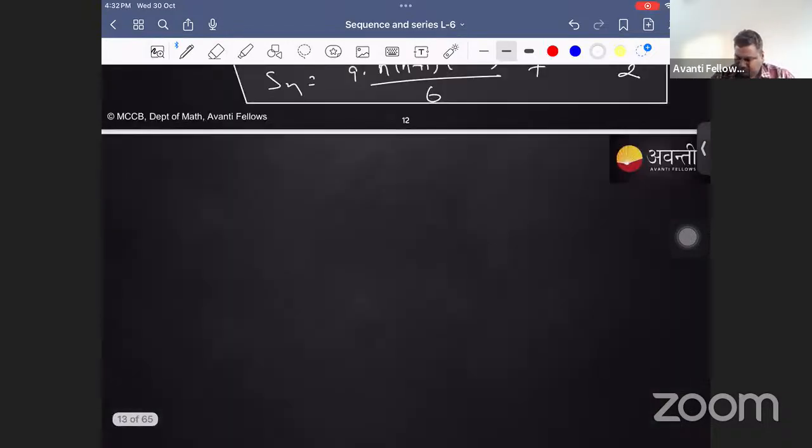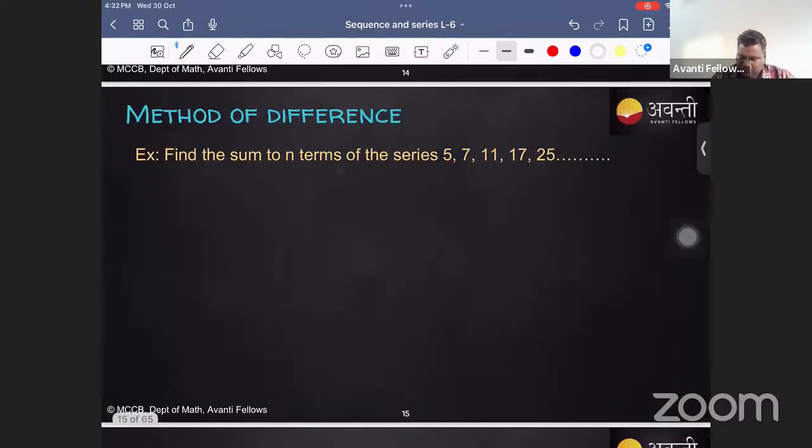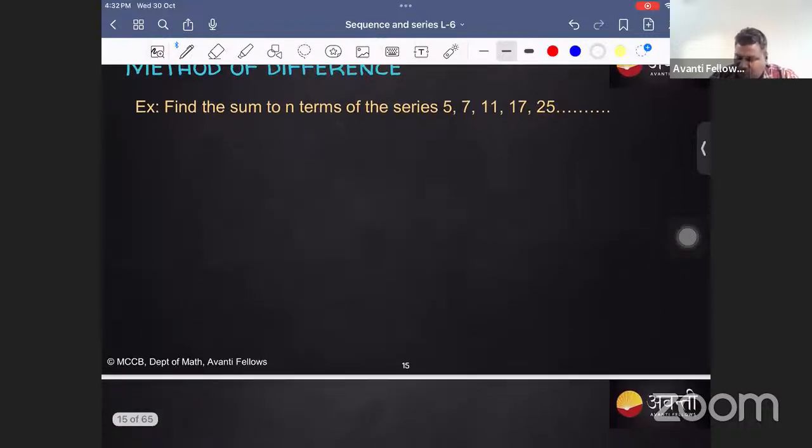Now, find the sum to n terms of the series. Now, understand why this series is taught differently. See, the differences of its terms are not in AP. When terms are not in AP, like 5, 7, 11, 17, it is neither an AP nor a GP.